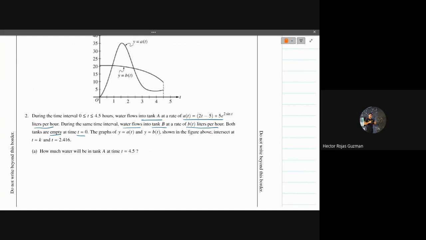How much water will be in tank A at 4.5? Well, if you want to find any sort of quantity, we're going to have to do an integral from a to b of A of t dt. There was no water at the beginning, right? The tank was empty. So we get 66.532 liters of water in tank A at 4.5 hours.